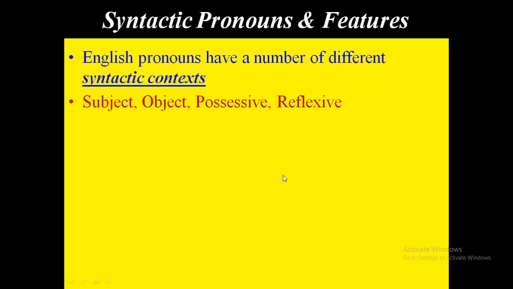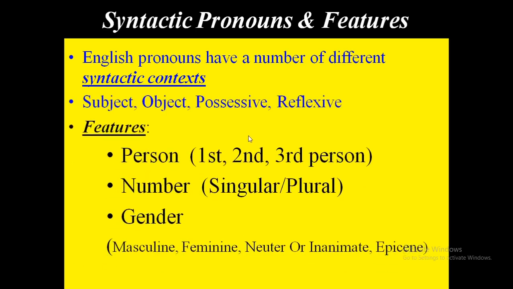Let us see the possessive and reflexive pronouns with the table. Possessiveness means referring to somebody's belongings, and reflexive also refers back to the same noun, to emphasize or to refer to it immediately. So what are the features of pronouns? These features are person, number and gender.